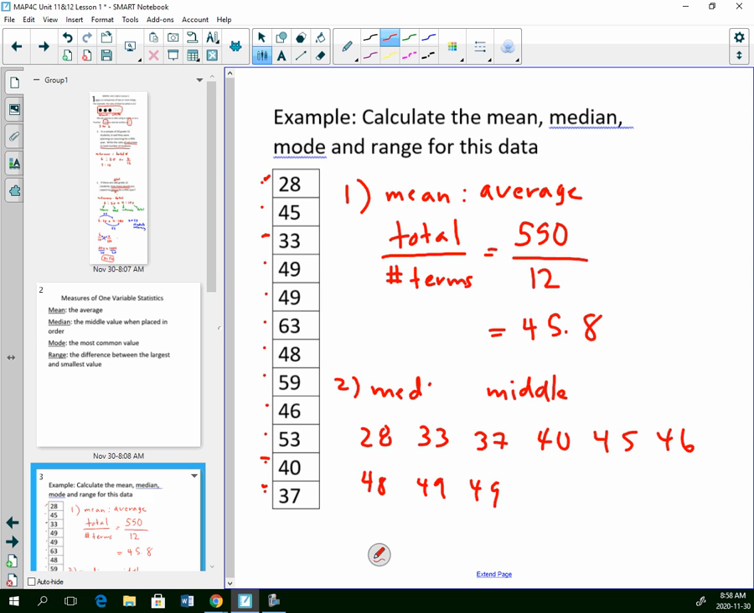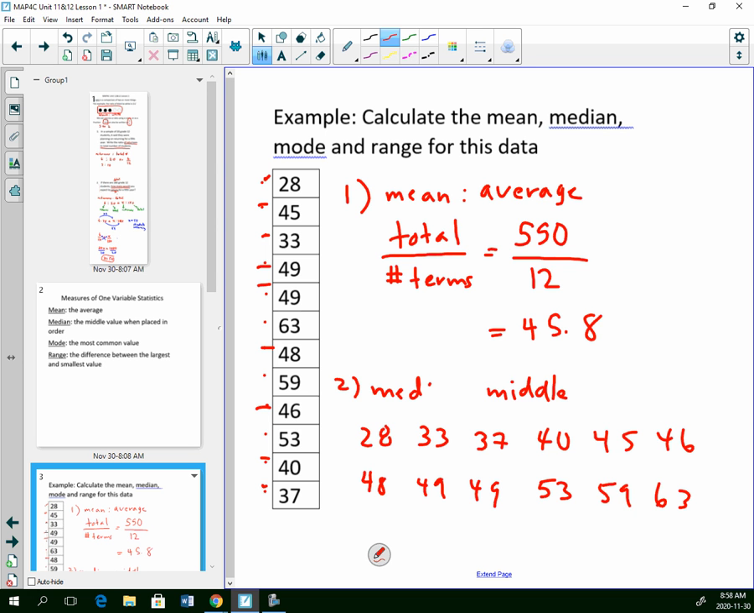And then we have a, oh, no, I missed a 45. No, I got the 45, right? 45, just one of them. 45, 46, it's harder to see on the smartboard. 48, 49, 49. And then we have a 53, a 59, and a 63. So there's my 12 numbers in order.